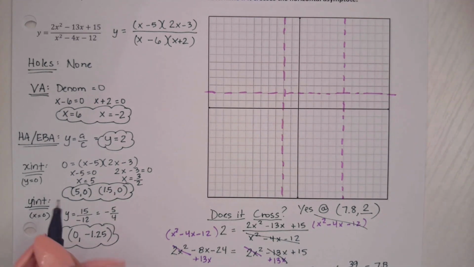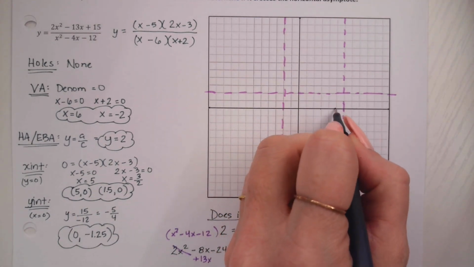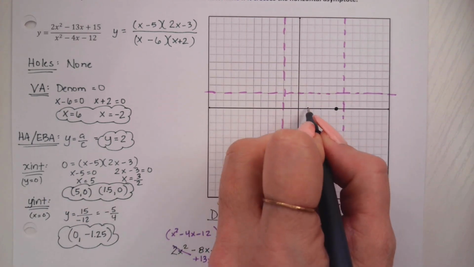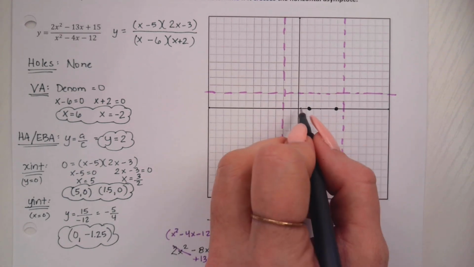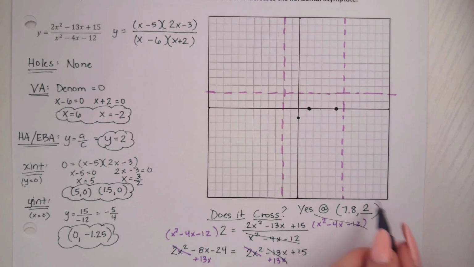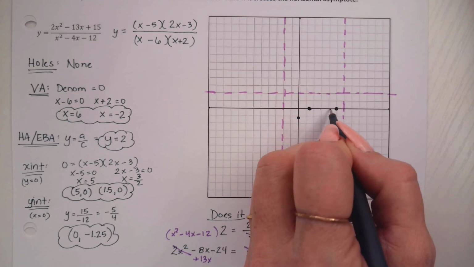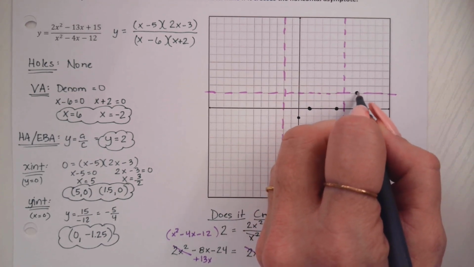Okay, so I'm going to have, let's see, an x-intercept at (5, 0). 1, 2, 3, 4, 5, 0. Another x-intercept at (1.5, 0). A y-intercept at (0, negative 1 1/4). And I cross the horizontal asymptote at (7.82, 2). 1, 2, 3, 4, 5, 6, 7, almost 8, 2.